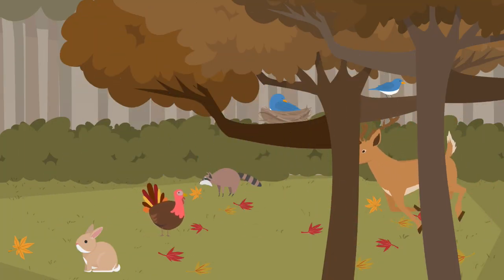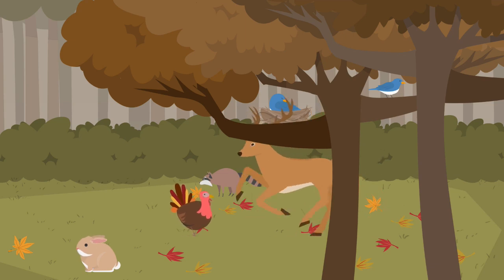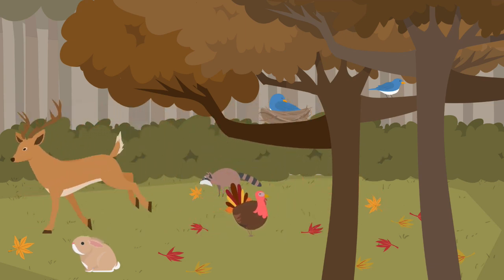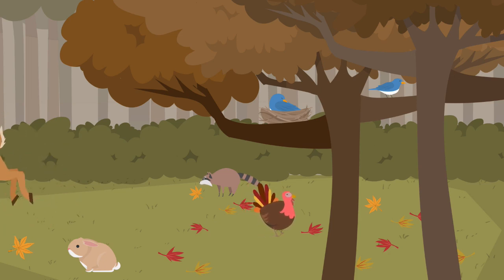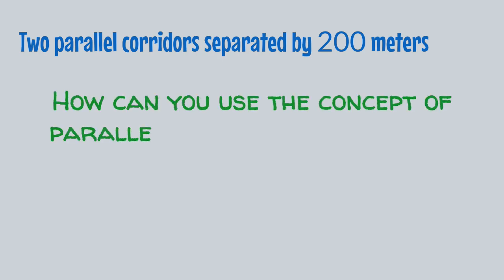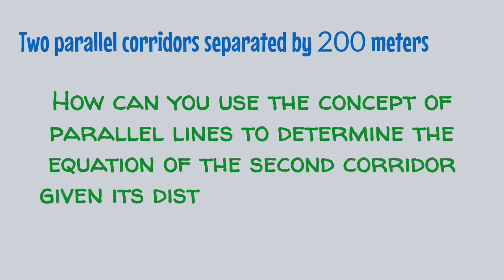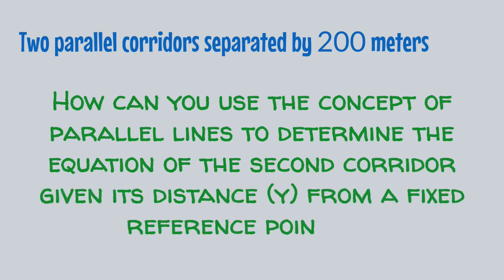Wildlife corridors are long, narrow strips of habitat that connect fragmented areas. Bryce's team maintains 2 parallel corridors with a minimum separation distance of 200 meters. If one corridor is already established, how can you use the concept of parallel lines to determine the equation of the second corridor given its distance y from a fixed reference point x?